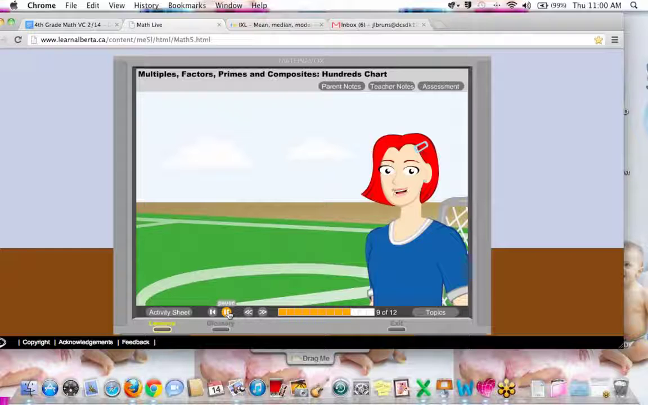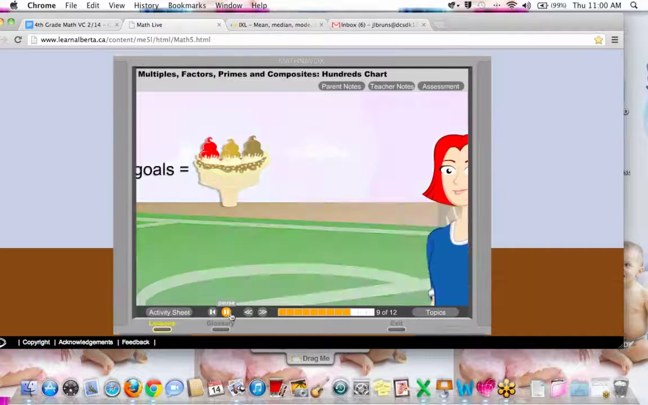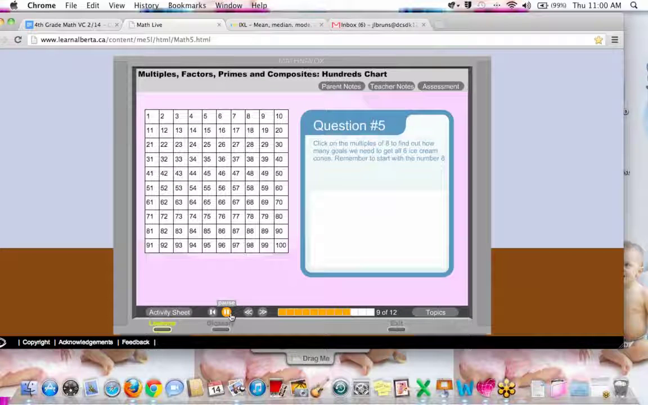For every 8 goals our team scores, our coach will take us out for an ice cream cone. He will take us a maximum of 6 times. To find out how many goals we need to score to get all 6 ice cream cones, we can use a hundreds chart to help us find multiples of 8. Click on the multiples of 8 to find out how many goals we need to get all 6 ice cream cones. Remember to start with the number 8. All right. So there's my first multiple. What would be my next? Okay, 16.